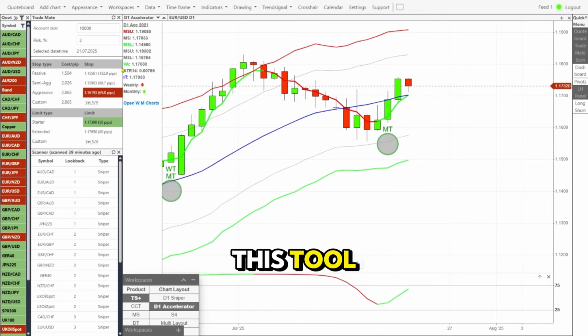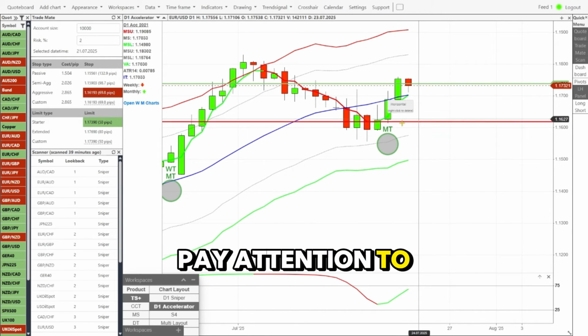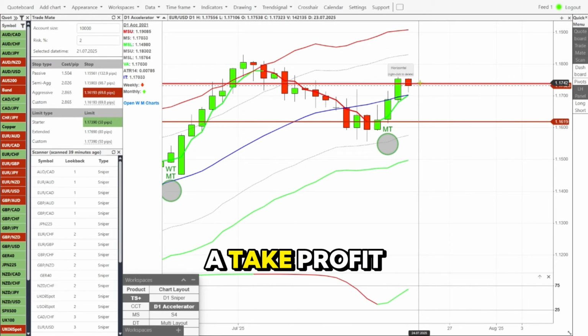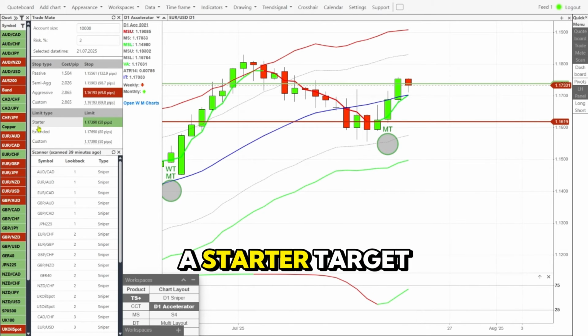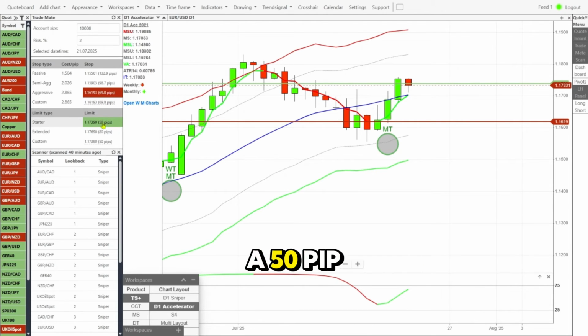So what they do, they load up this tool, they click the sniper disc. This generates a couple of different levels that you should pay attention to. The red is a stop loss, the green is a take profit. In this case, we're looking at a starter target. You can expand these trades out. We'll teach you how to do that as part of the session. But the starter target, we're looking for a 50 pip movement.